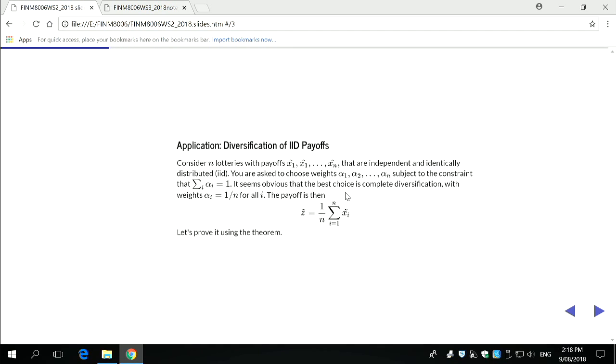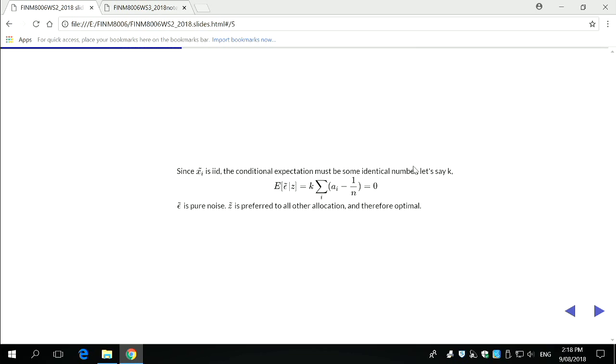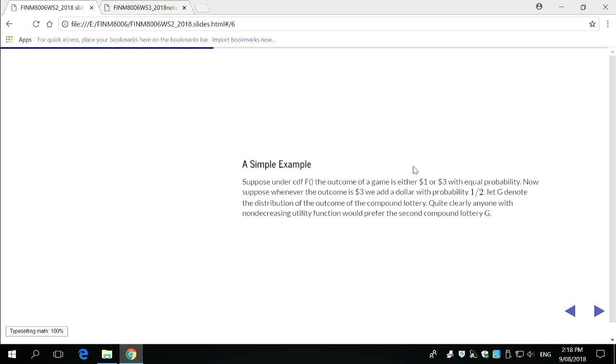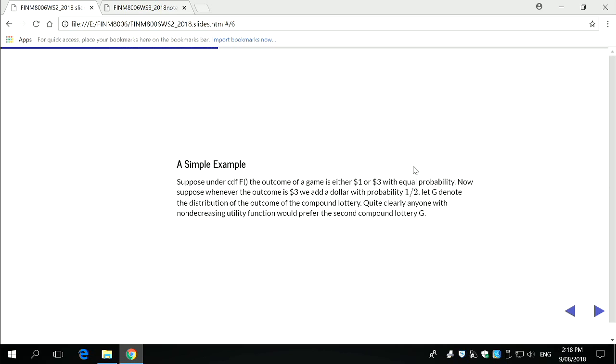But one thing I need to call your attention to is that you have an important assumption. This is IID, independent and identically distributed. That's why we can take all these things out of the summation, things like that. So that's the first application we have. Now let's see something really, really simple.